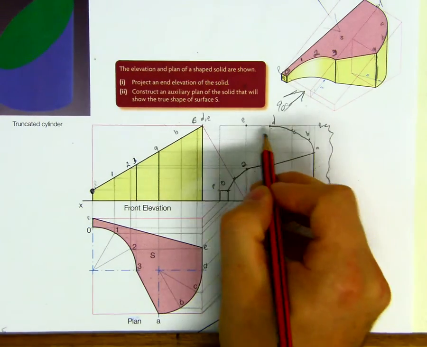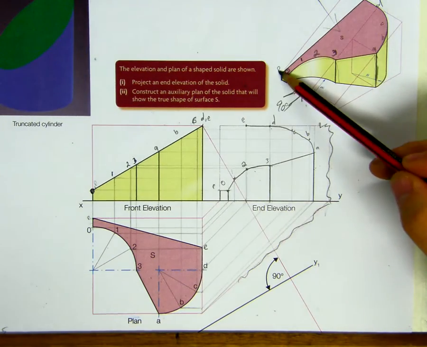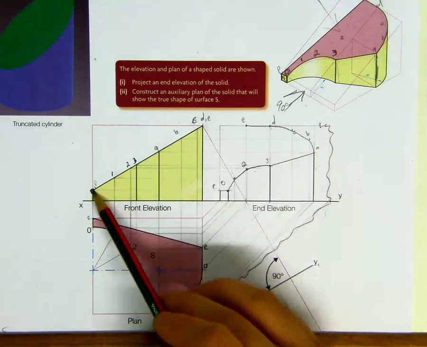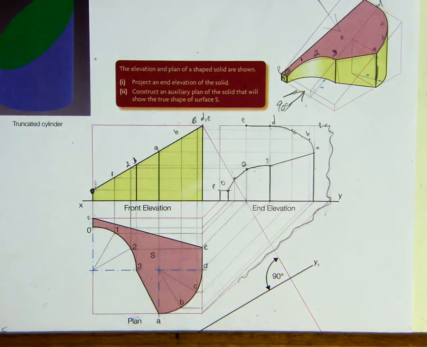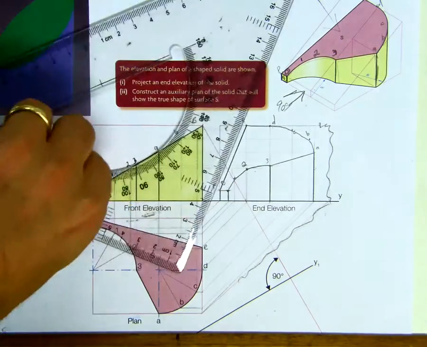Okay, so we can join D back to E. Okay, and we know then P is joined to E. So P is joined to E, and P is joined to E. So we can use our set square, P to E, and join it back.